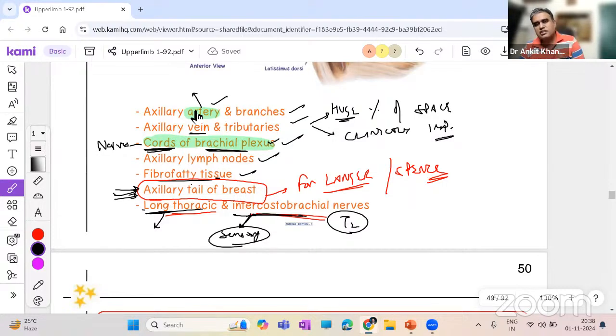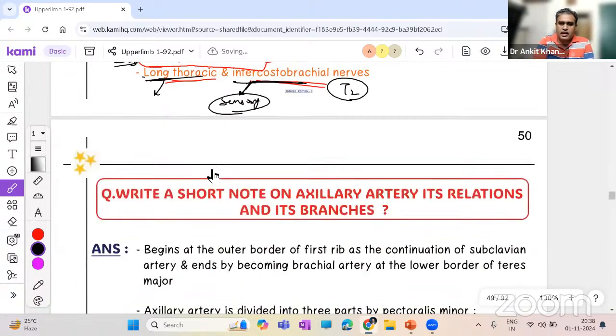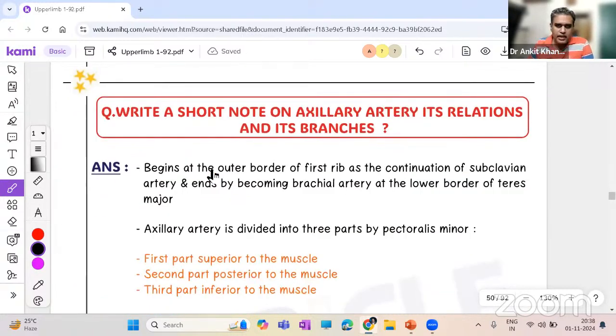So therefore, these structures become more important, and therefore they are discussed in detail. So let us come to the axillary artery to begin. A question can come like: write a short note on the axillary artery and its relations and its branches.